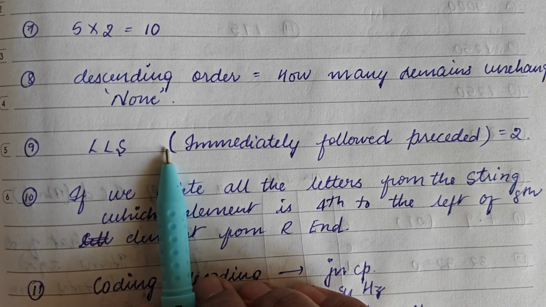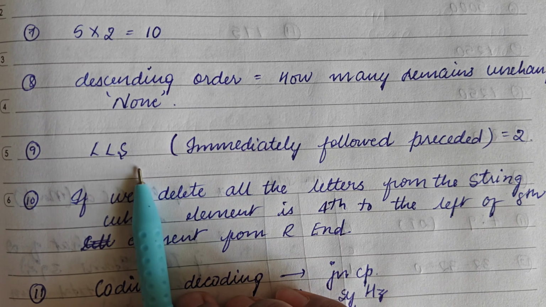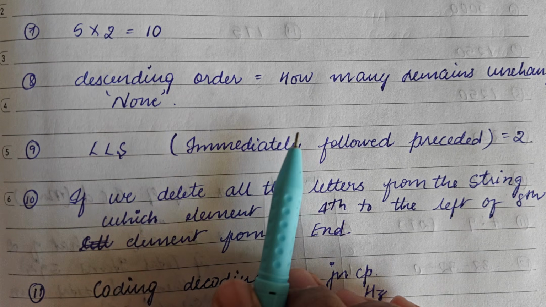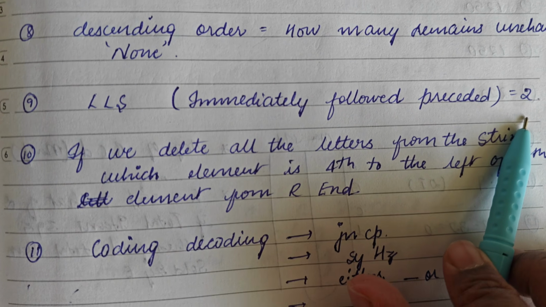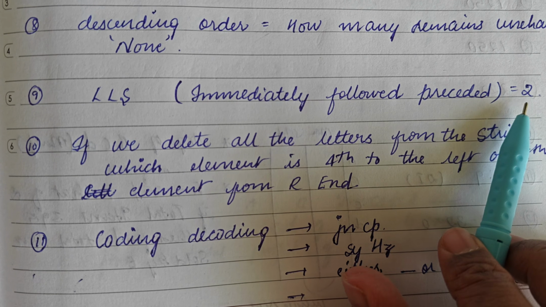And this is also a miscellaneous one: the letter which is immediately followed by a letter and immediately followed by a symbol. So I got 2 as the answer. I mean only 2 elements were coming like that.